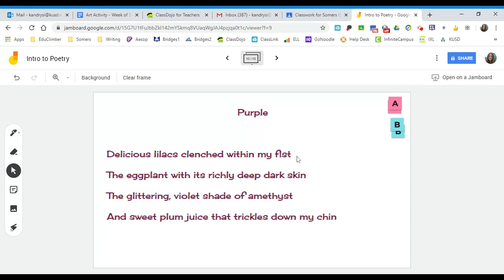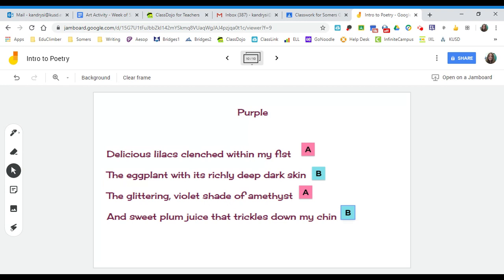Okay, and my rhyme scheme, the first word is A, fist. Skin does not rhyme with fist, so that would be B. Amethyst rhymes with fist, so that would be A. And chin rhymes with skin, so that would also be a B. So my rhyme scheme is A-B-A-B, and it's about my favorite color, 4 lines.